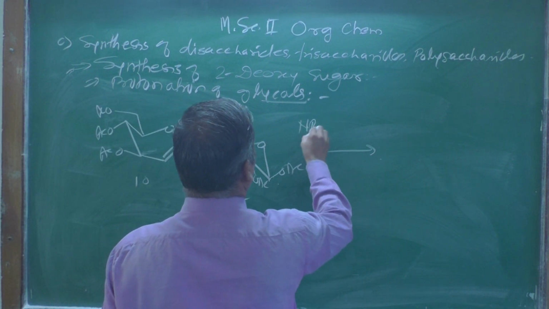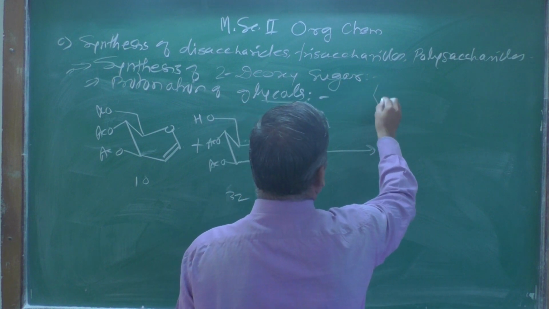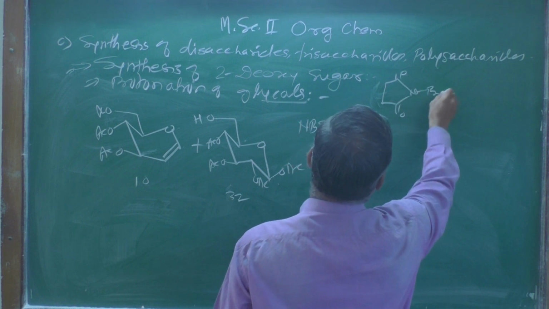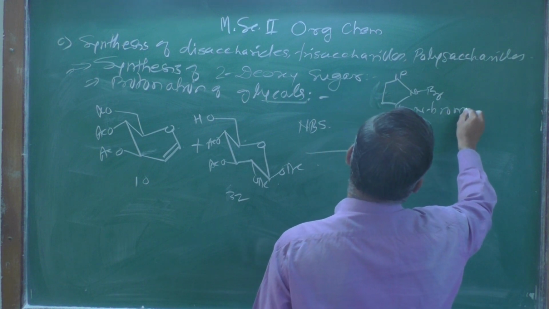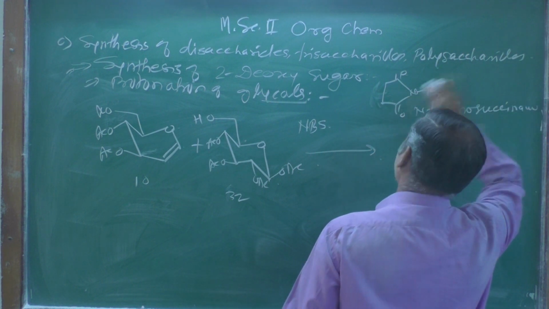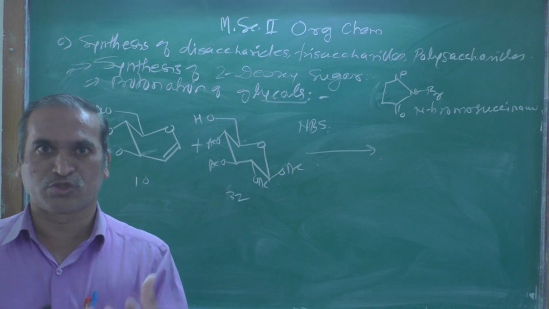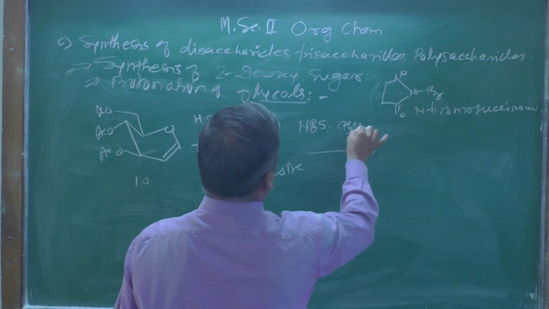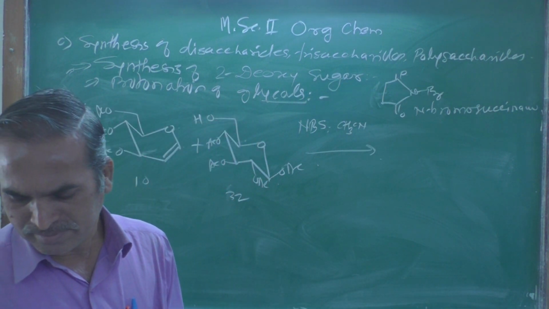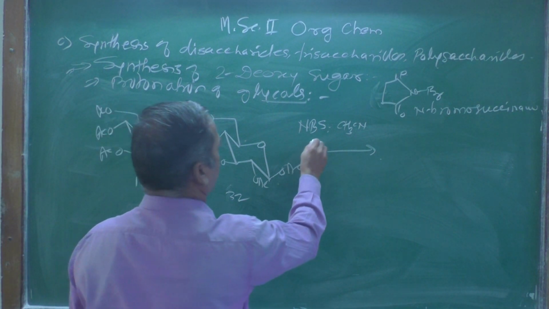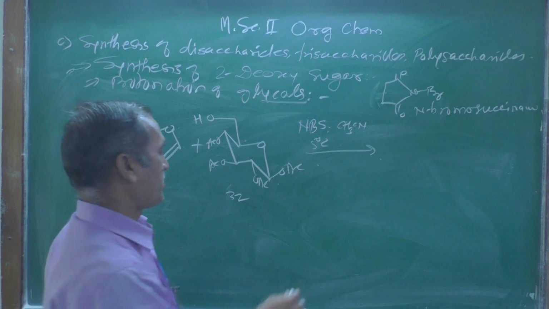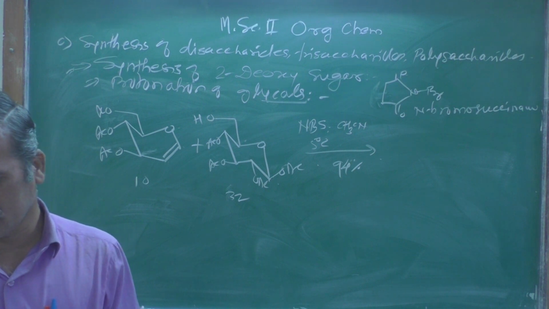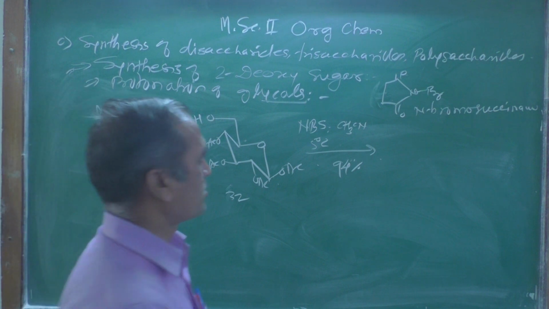NBS is N-bromosuccinimide. We know the structure of this one: C double bond O, N, here is a Br. This is known as N-bromosuccinimide. That is the name of this compound, and it is a source of bromine atom. And in the presence of CH3CN, methyl cyanide or the nitrile, at a temperature of 5 degrees centigrade, they got 94% yield. And look at this position.